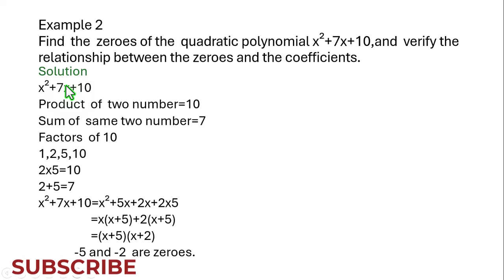So 7x is split into 5x plus 2x, and 10 is 2 into 5. X square plus 5x plus 2x is 7x, plus 2 into 5. In the first two terms x is common, then x plus 5 is left. In the third and fourth terms 2 is common, then x plus 5. Now x plus 5 is a common factor. X plus 5 into, left x, here 2. X plus 5 and x plus 2 are the factors.